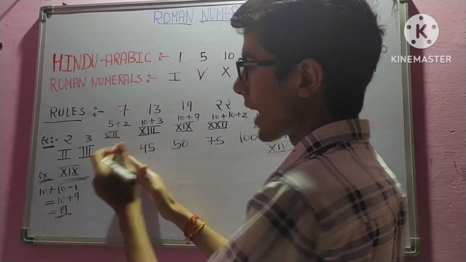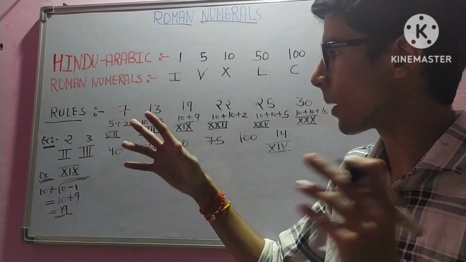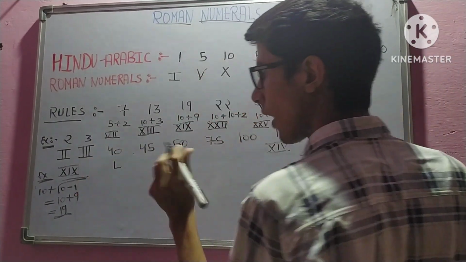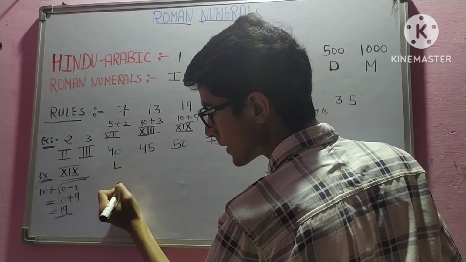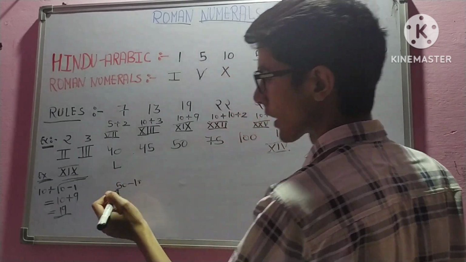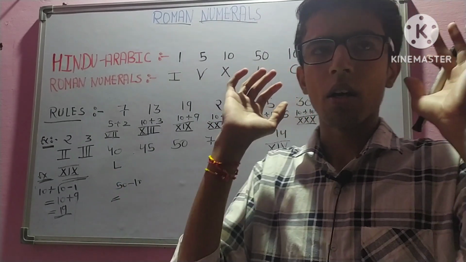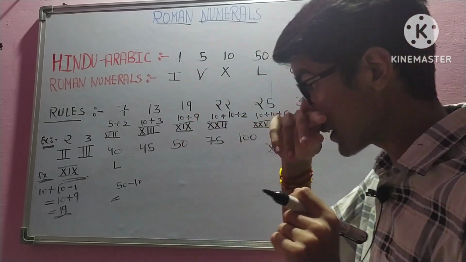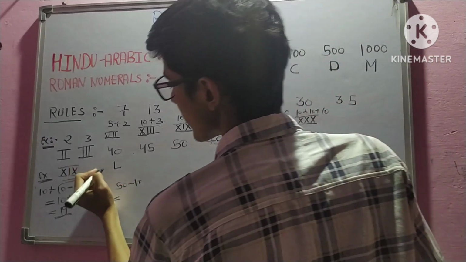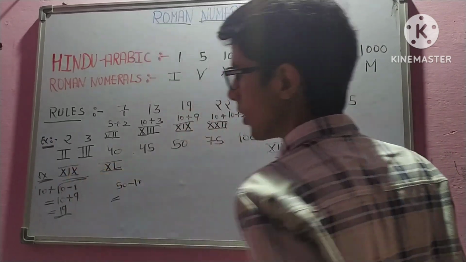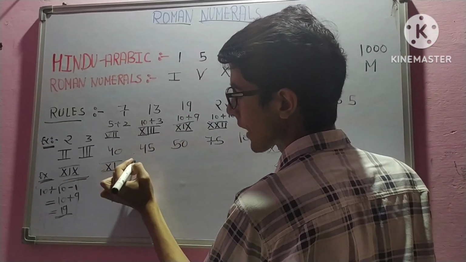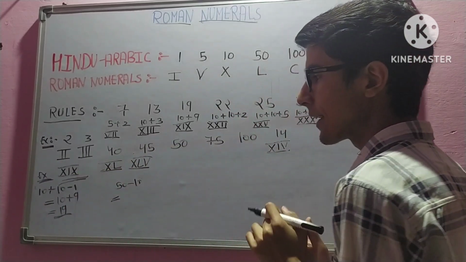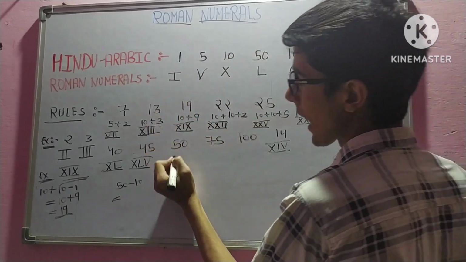How to write this? As we see, 40 comes closer to 50. So we write it as L. 40 means 50 minus 10. 50 minus 10 is 40. So the smaller numeral gets subtracted from the greater numeral on its left. So this comes as XL. Okay students, 45 can be written as XL is 40 and 5 is 45. 50 can be written as L.